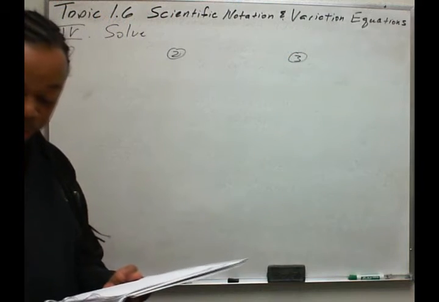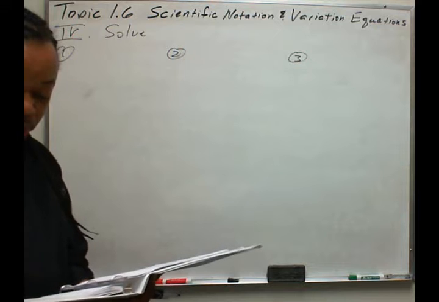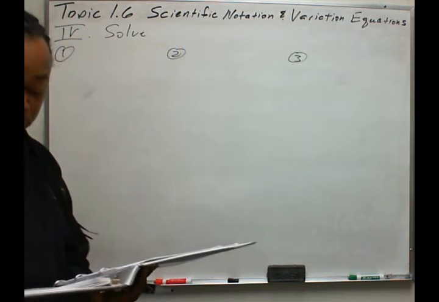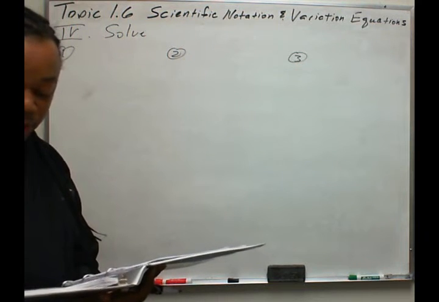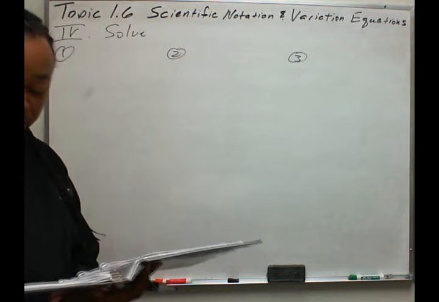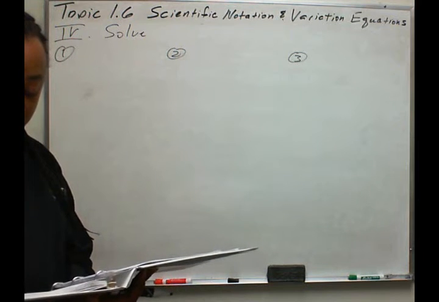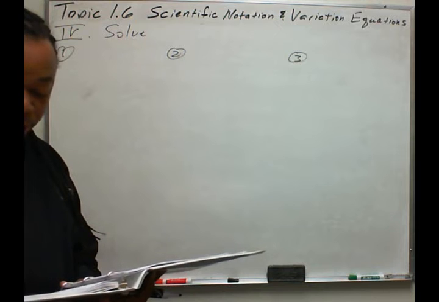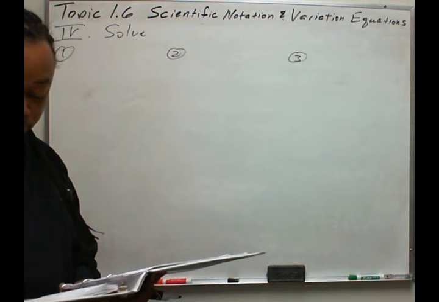Okay, solving problems with variation equations. Number 1, force varies directly with the mass of an object. A falling object has a mass of 50 kilograms, has a force of 400.